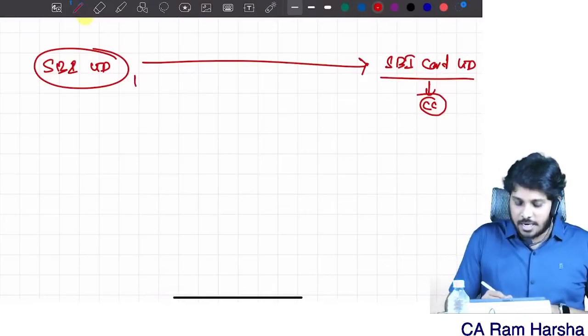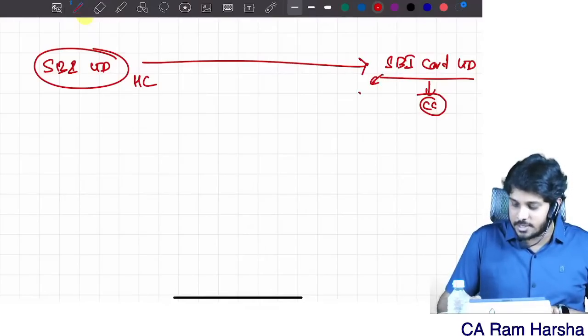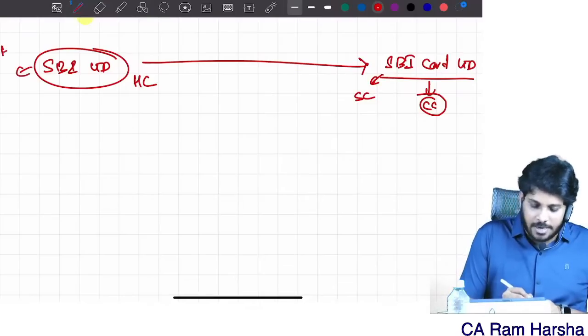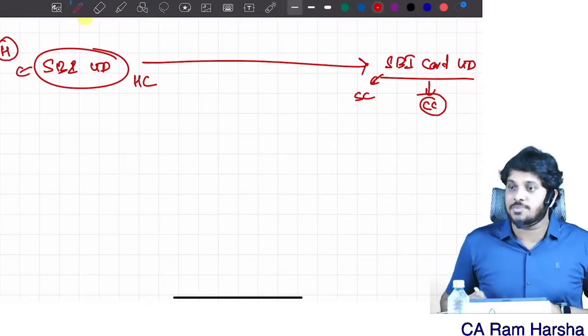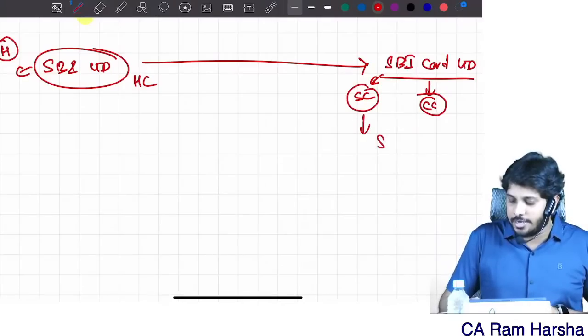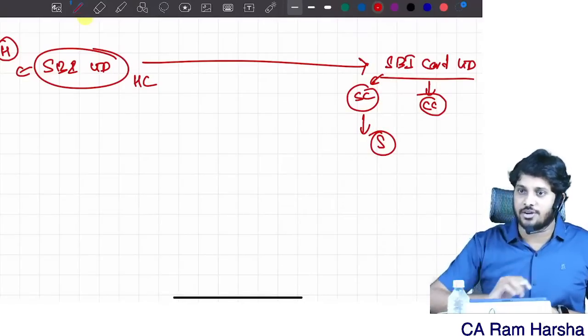Now SBI Limited Bank is a holding company, whereas SBI Card is a subsidiary company. Now SBI Limited is being audited by, let us assume, Mr. H. H is the auditor. H means holding company auditor, that's the meaning. Whereas SBI Card Limited is audited by S. S is the auditor of SBI Cards, H is the auditor of SBI Limited.